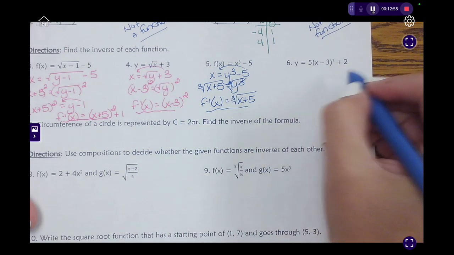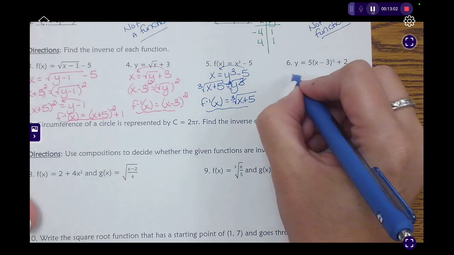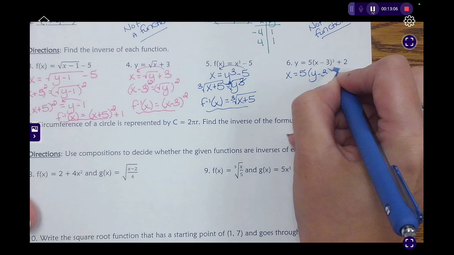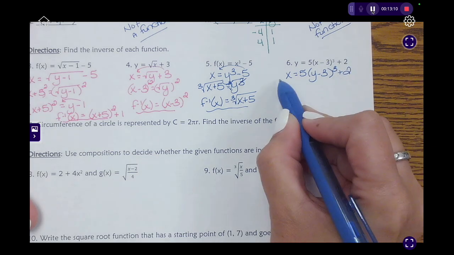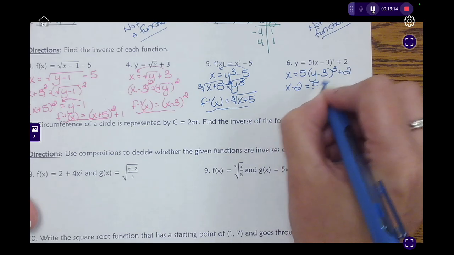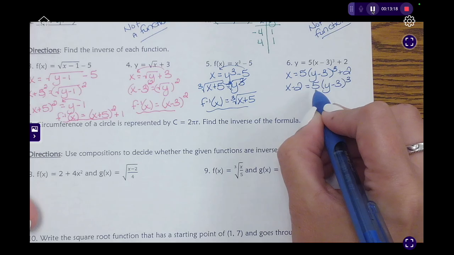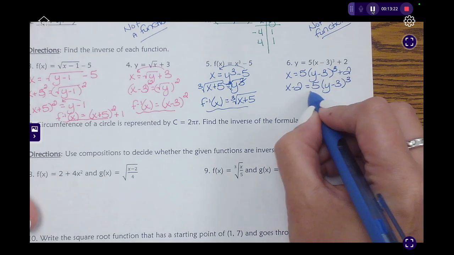Okay. Same concept here, but I have some things on the outside. Remember, you want to move everything away from that after you switch it. So I'm going to switch my x and y, and then I'm going to start moving everything over. So I want to move that 2 over there first. So that becomes x minus 2. And then I need to move the 5 over there. So if they're multiplying by 5, I am going to divide by 5.